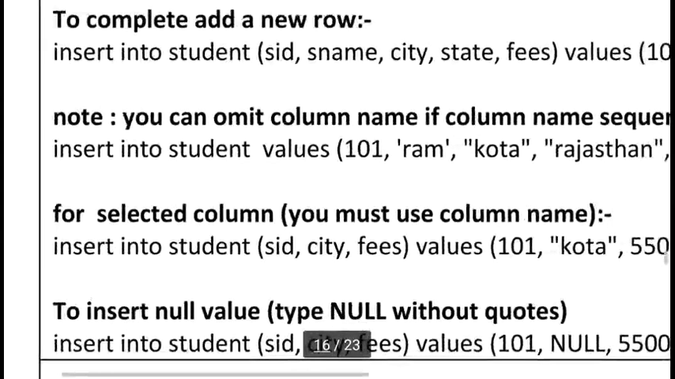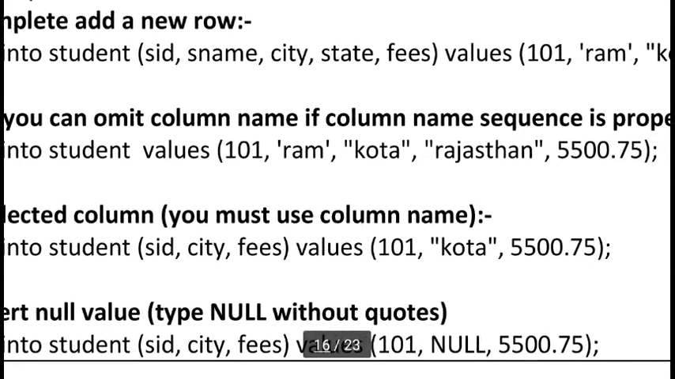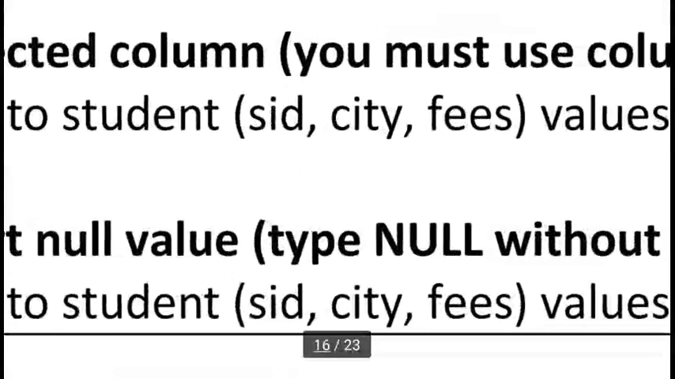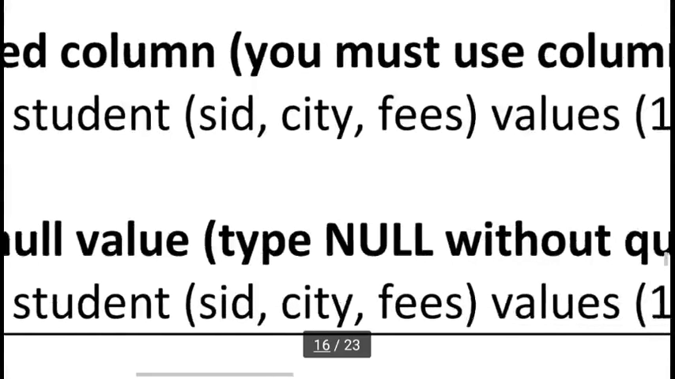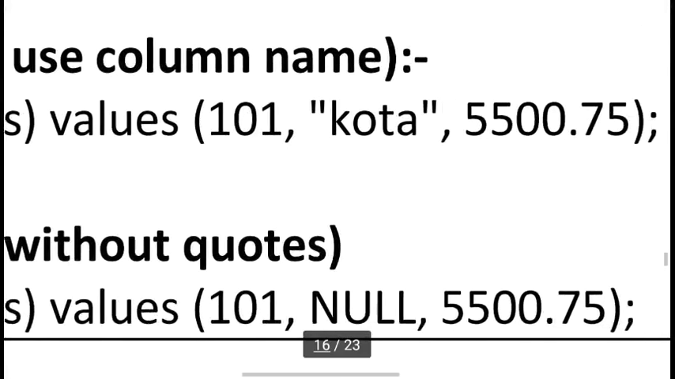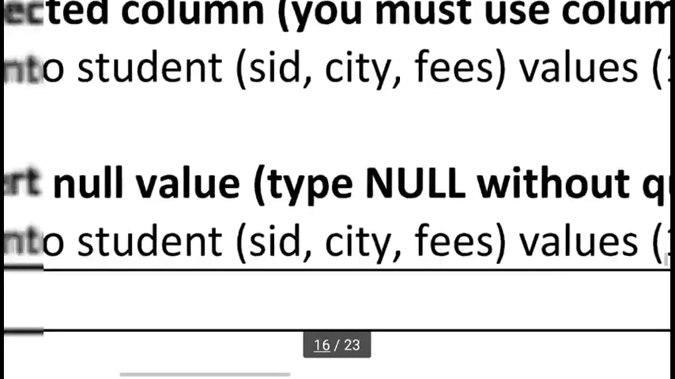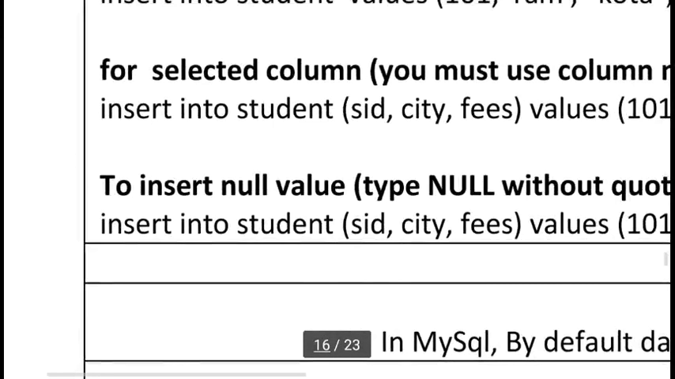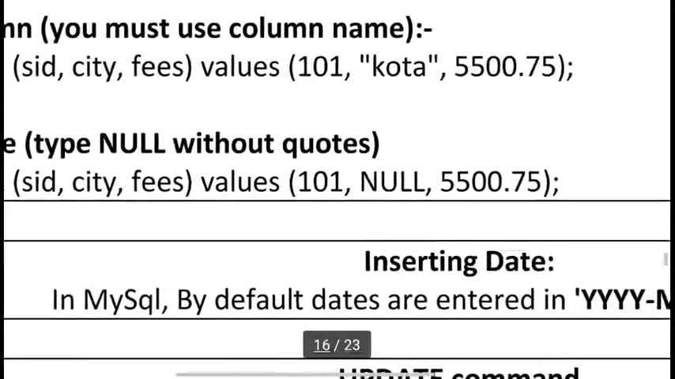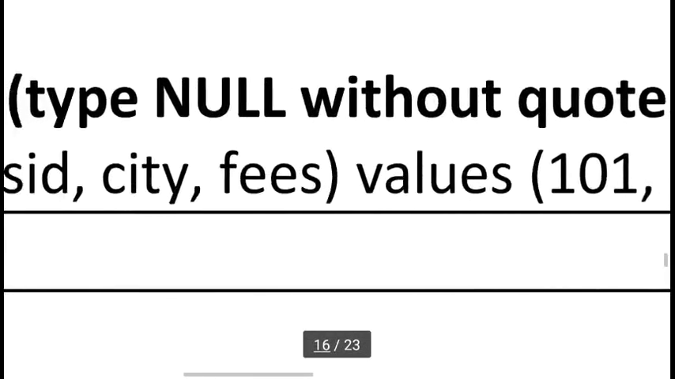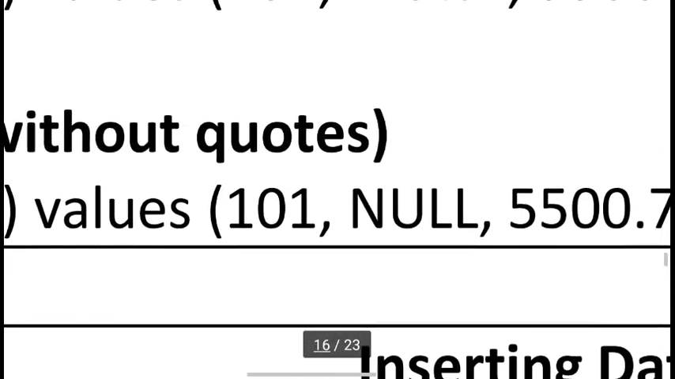Okay. Suppose you want to insert randomly, so you must use the column names: SID, then city, then fees. Then we can insert these values. It is possible, but we must use column names. And to insert a null value, we can use NULL. You can see in city we can use null.